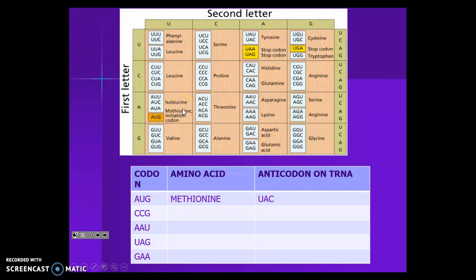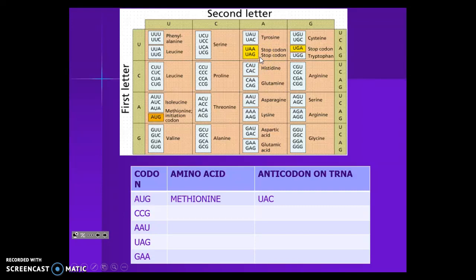Moving on to AAU, so A would be the first letter, that would be this row. A would be the second letter, we'd be working in this box. And U would be the third letter. We're working with asparagine is the amino acid, and UUA would be the anticodon. Moving on to the next one, UAG, so U is this row. A would be this box. And UAG, I can see right here, is stop codon, which would terminate the process. And the anticodon to that would be AUC.